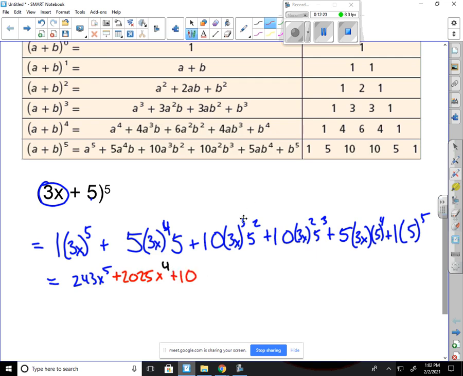For the next one, 3 to the third is 27. 5 to the second is 25. So this is 27 times 25, which is 675, times 10, which is 6,750 x to the third. Next one is 3 squared. That's 9. 5 to the third is 125. So it's 125 times 9 times 10. That's 11,250 x to the second.